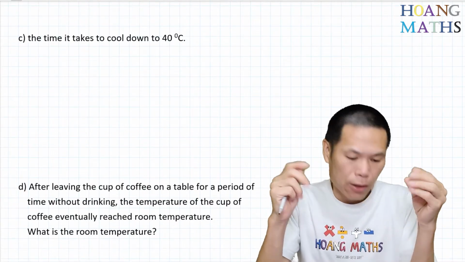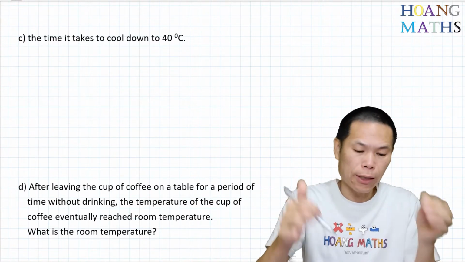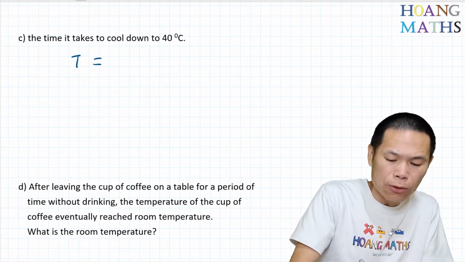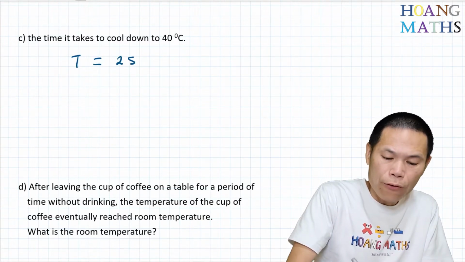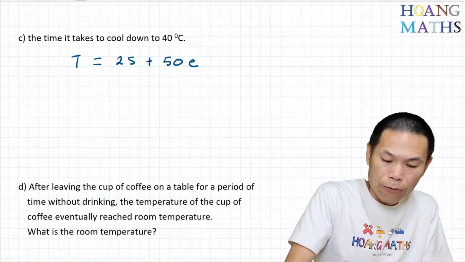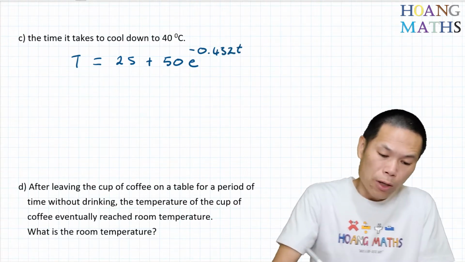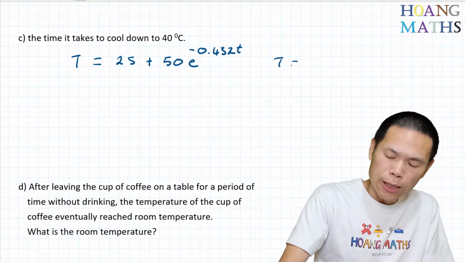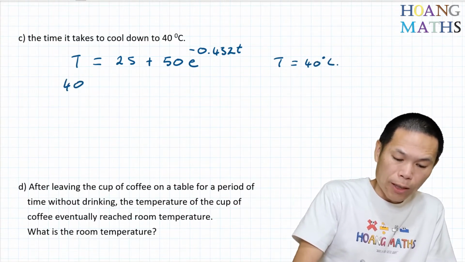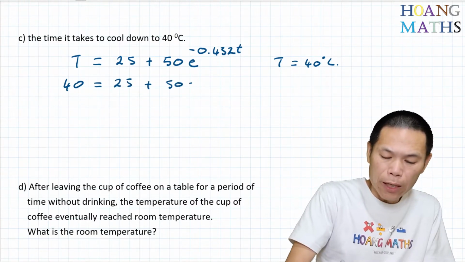Part C. So we need to find the time it takes to cool down to 40 degrees Celsius. So first of all, let me just write down the function. T is equal to 25 plus 50 e to the negative 0.432t. So now we know that the capital T is equal to 40 degrees Celsius. So 40 is equal to 25 plus 50 e to the negative 0.432t.